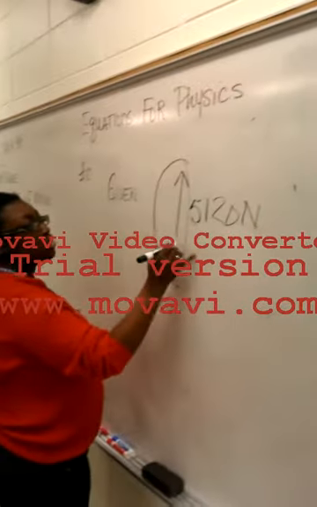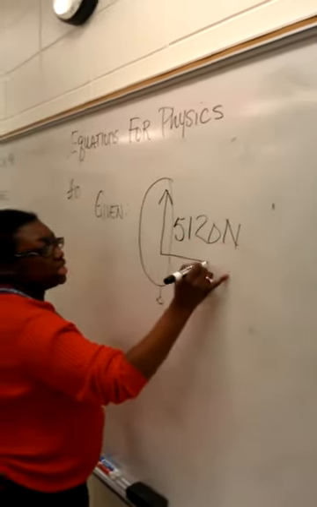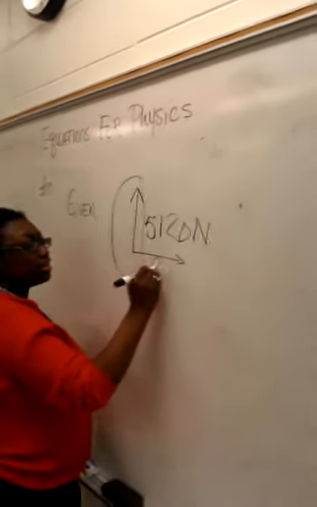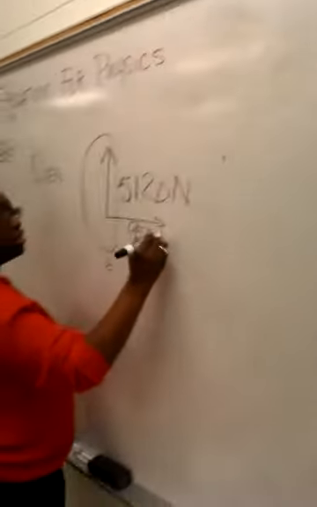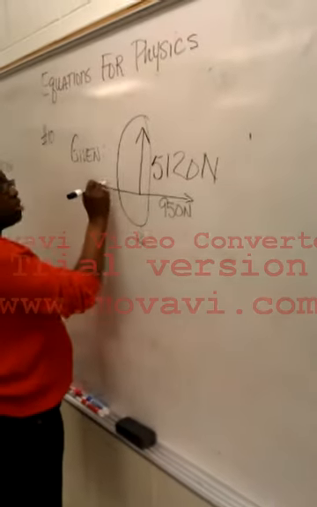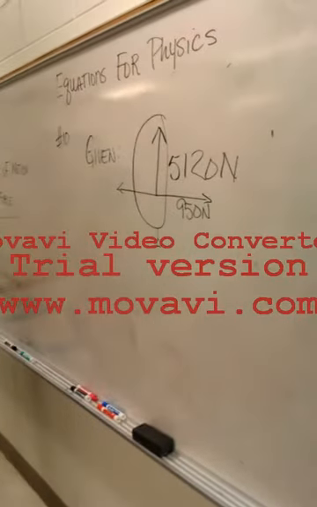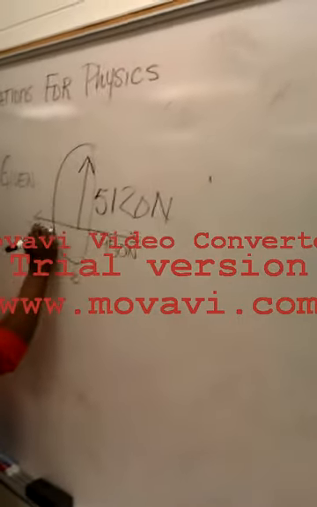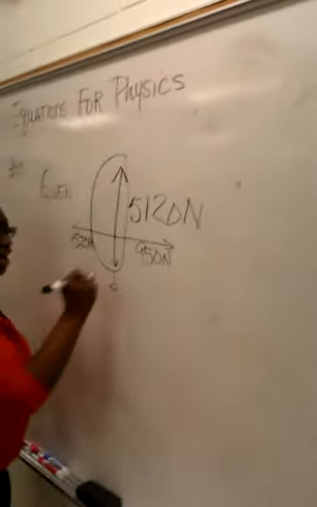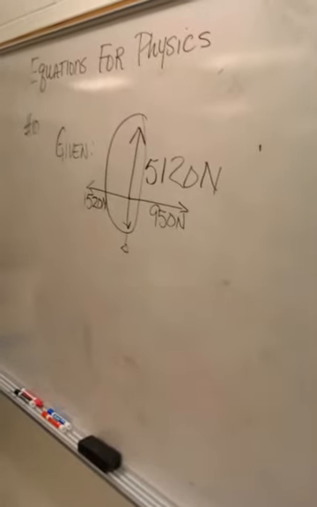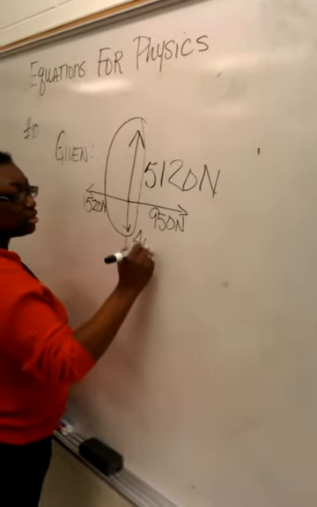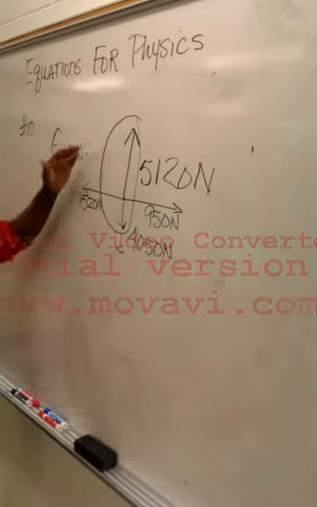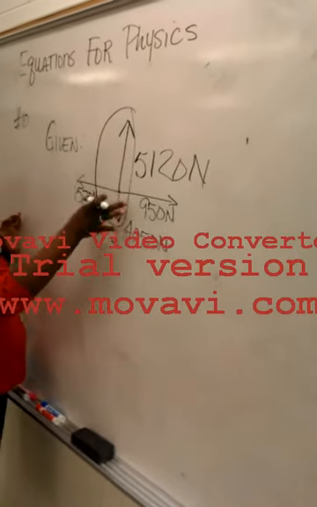Okay, then you also have a vector that's going east. Okay, and it is 950 newtons. You have a vector that's going west, and it is 1,520 newtons, and you have a vector that's going south, and it is 4,050 newtons.